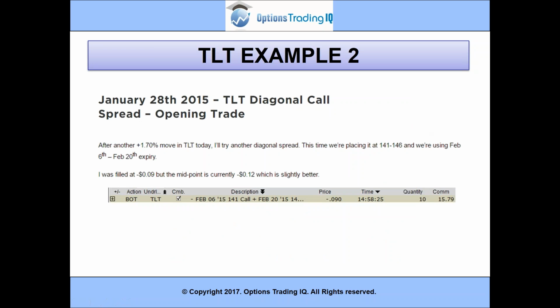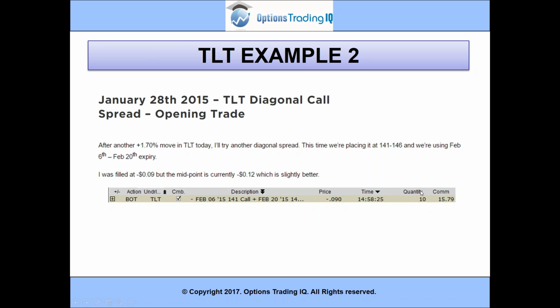Okay, next one, a couple of days later, Jan 28th, again, TLT is still really, really overbought. Went up 1.7% on that particular day, so doing another diagonal spread, this time placing it at 141, 146, and using Feb 6th, Feb 20 expiry. Filled at 0.09. A few minutes later, the midpoint was about 12, which was slightly better.